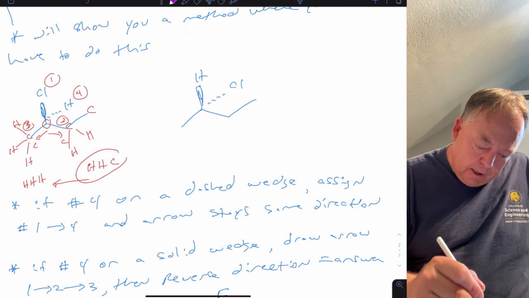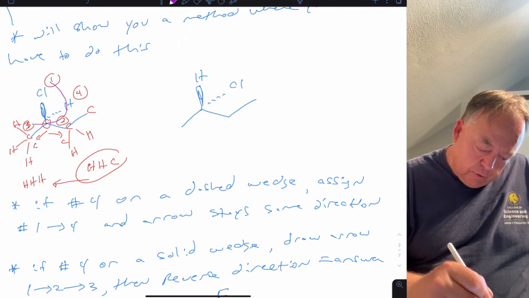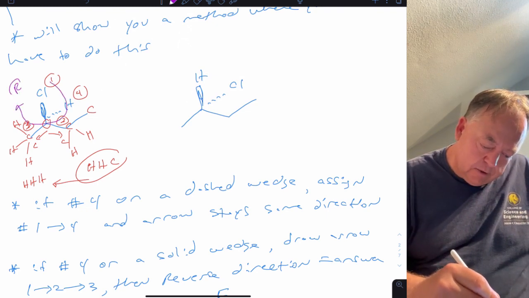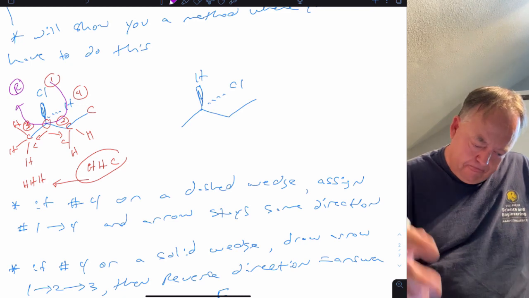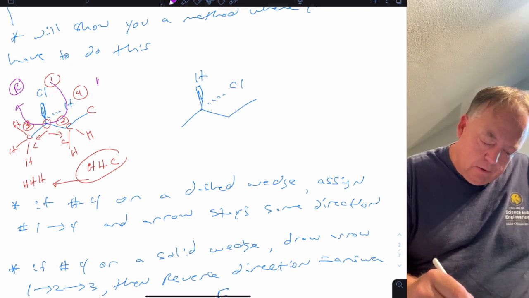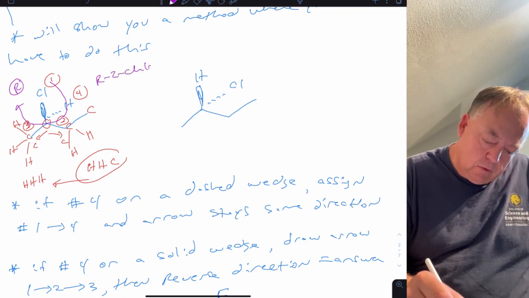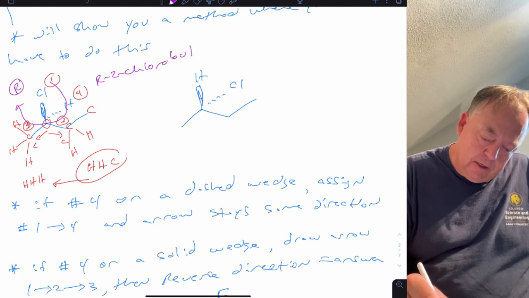Then we draw our arrow from 1 to 2 to 3, and that is clockwise, so that would be R. So this would be R-2-chlorobutane.